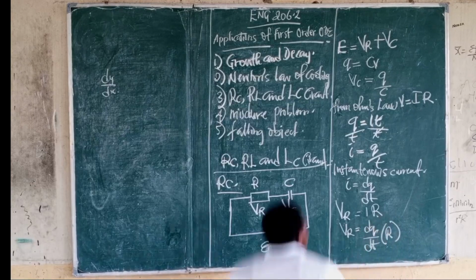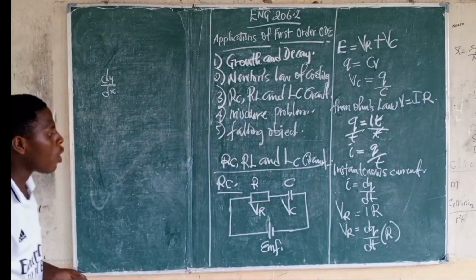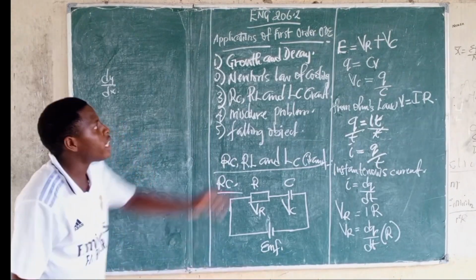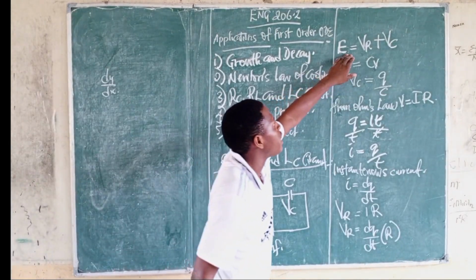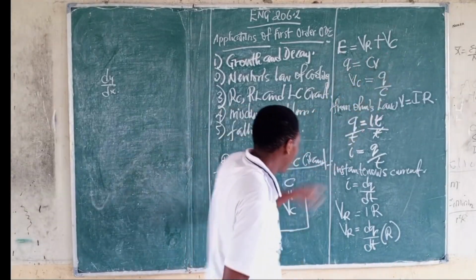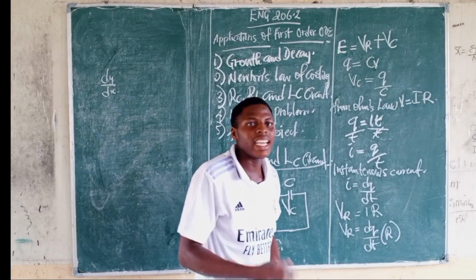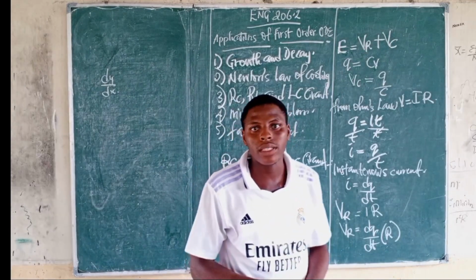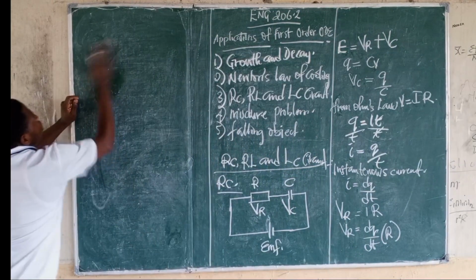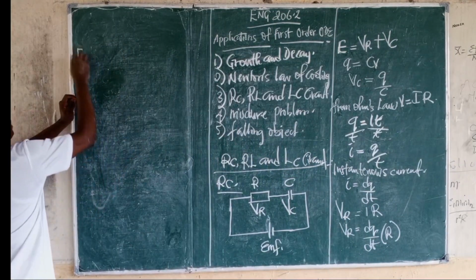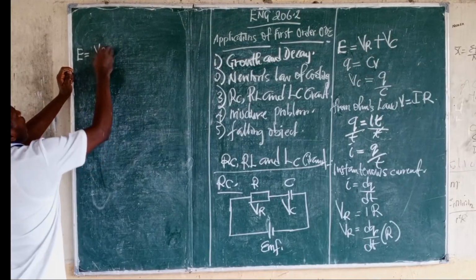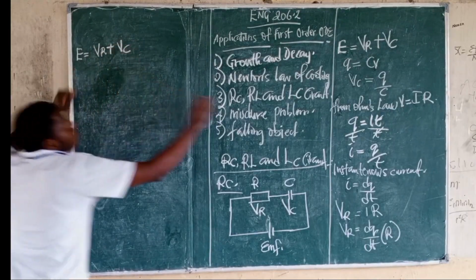But recall, how do we calculate your total EMF? We said total EMF, E, is equal to the voltage of the resistor and the voltage of the capacitor. We are interested in calculating for voltage when we talk about EMF. Now, applying what we have here, E, which is your total EMF, is equal to VR plus VC. That's what we have here.